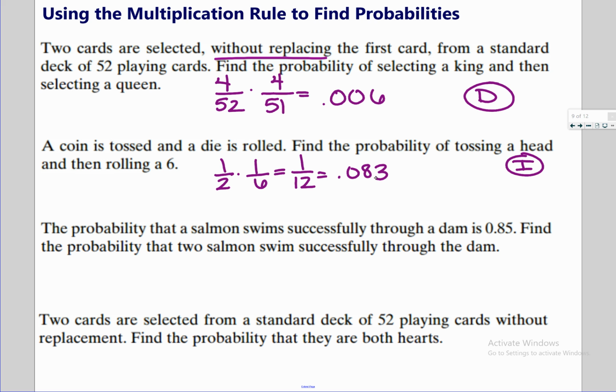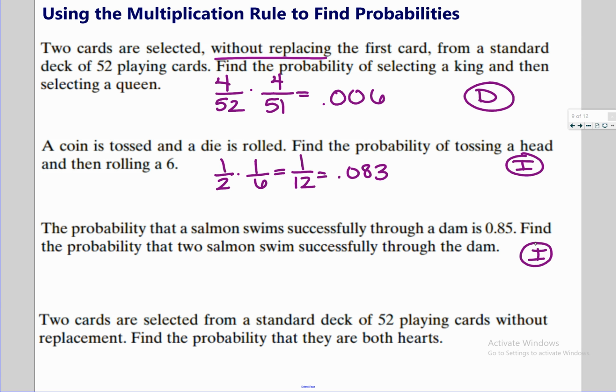Okay, are these independent or dependent events, do you suppose? So from what we're given, we need to assume that these are independent. If they were dependent, we actually wouldn't be able to answer this question because we don't know then if one salmon gets through, if that affects the other one, we wouldn't have that other probability to use. All we have is the probability of one salmon swimming through. So we are to assume that they are independent of one another.